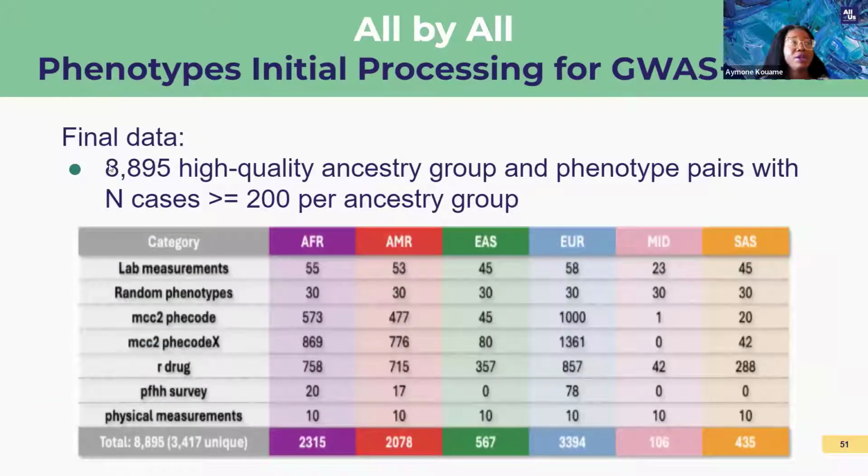So that's from the article that I pointed out earlier, where they make clear that they kept high-quality ancestry group and phenotype pairs. It was about 8,800, and those all had a number of cases greater than or equal to 100.